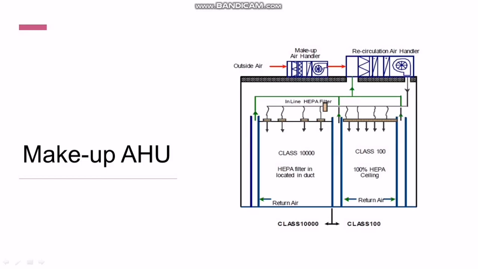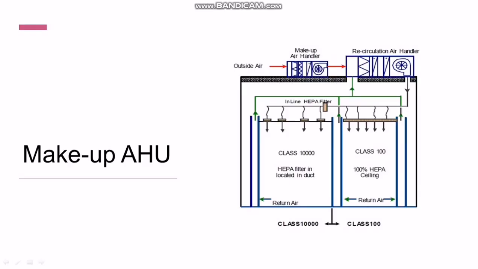This is the last slide, I think. So we need two types of air handling unit for pressurization of the room. One is the makeup air handling unit that provides air to the recirculation air handler. The recirculation unit just recirculates the air and provides cooling. The makeup air handler pressurizes and provides more air, more CFM, to the room to pressurize it.